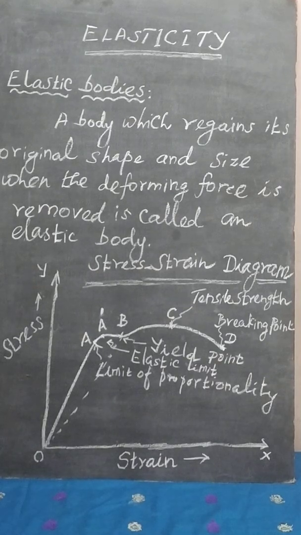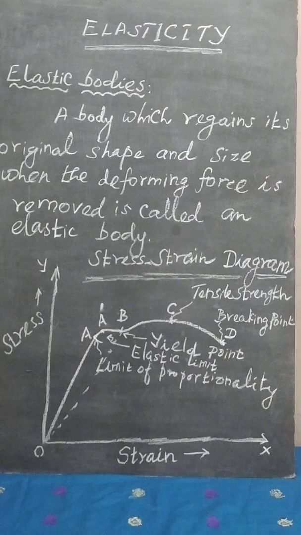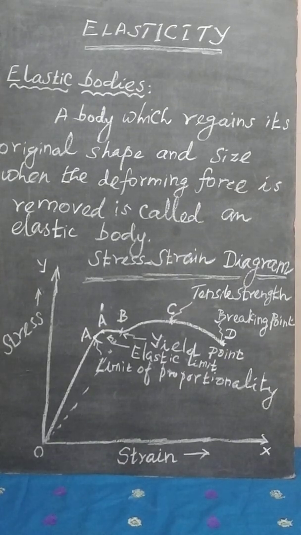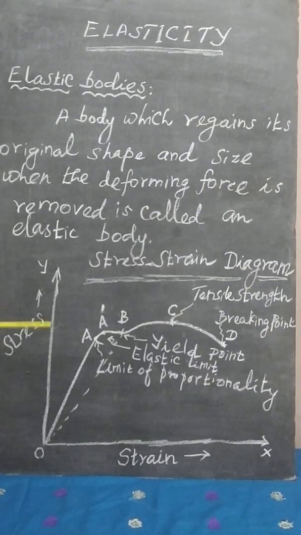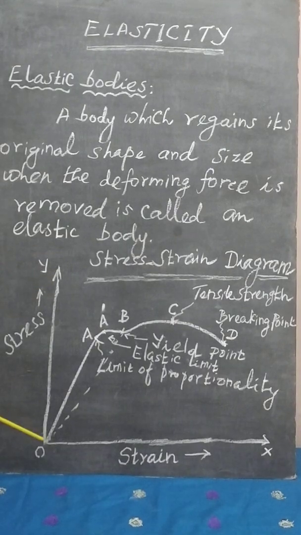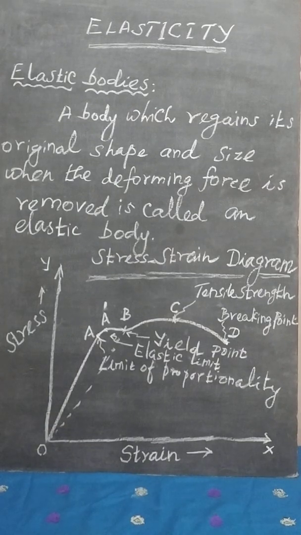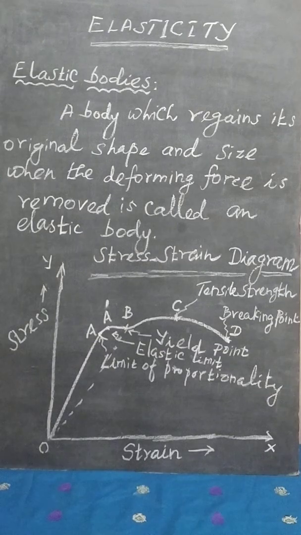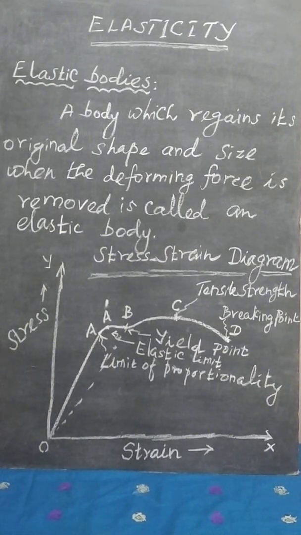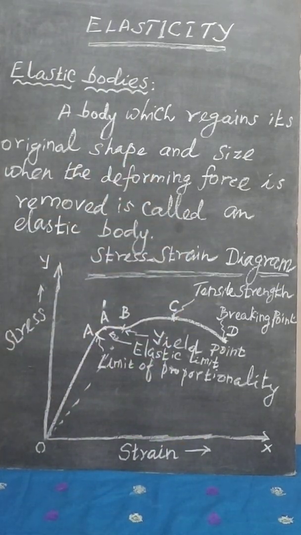Now let us consider an elastic material. One end is fixed with a rigid support, and at the other end we add the load. That load may be considered as the stress. The values of stress should be plotted along the y-axis. And when we apply the load, the length or dimension or diameter of the elastic material will be changed. That is nothing but strain. The values of strain should be plotted along the x-axis as shown in the figure.